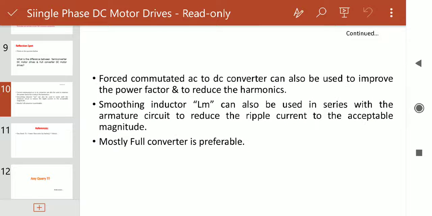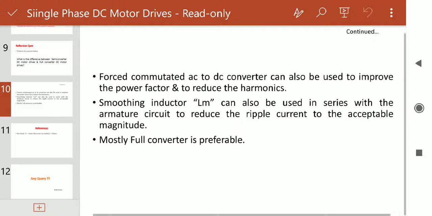Mostly, out of these both converters, the full converter is preferable because it has 4 SCRs which are controllable in nature. So by controlling all the 4 SCRs, we can control the average output voltage of the circuit, and we can control the armature voltage and field voltage. So mostly the full converter is preferable.